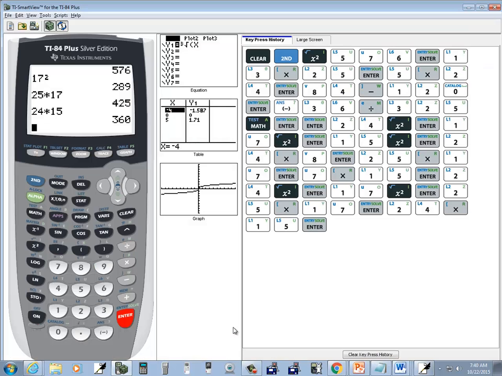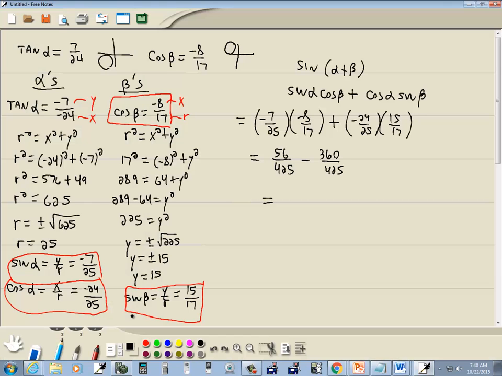Let's subtract top parts. 56 minus 360 is negative 304 over 425. And since 425's prime factorization is 5 times 5 times 17, you can't simplify that. But you would try if you could.